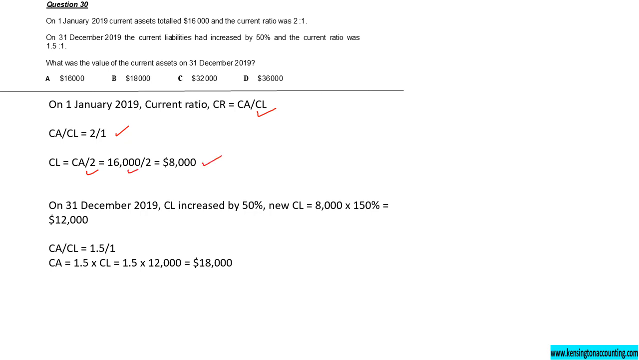On 31st December 2019, current liabilities increased by 50%, therefore the new current liabilities is 8,000 times 150%, that's 12,000. Current assets divided by current liabilities at the end of the year is 1.5, therefore current assets will be 1.5 times current liabilities, which is 1.5 times 12,000, which is 18,000, therefore the answer is B.